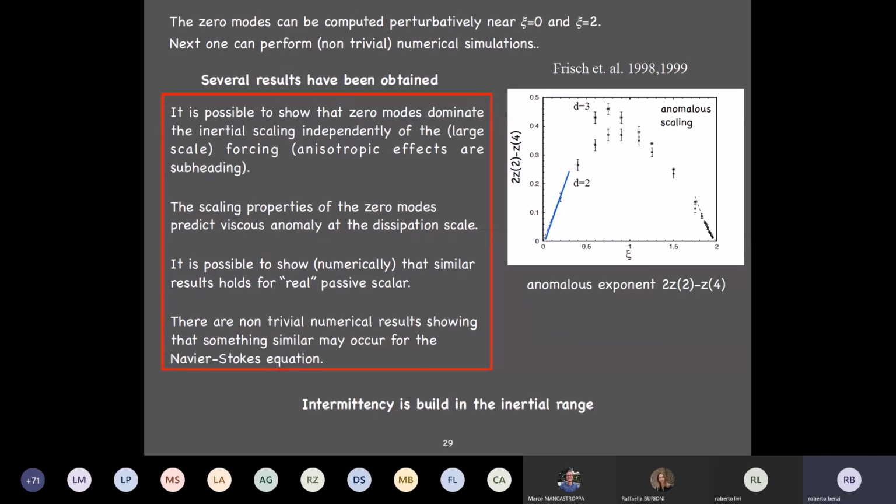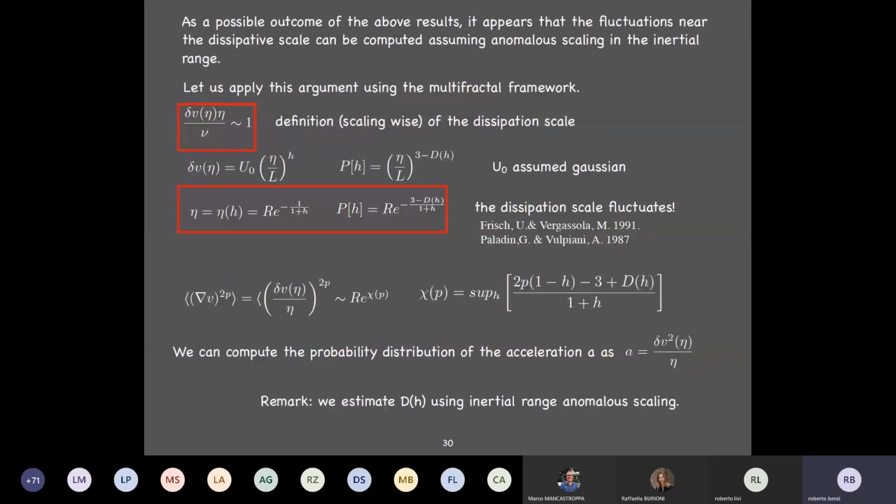Now, if this is true, then we can do something more. We can take the value of D of h, if you wish. You can take the anomalous exponent observed in the scaling property of turbulence, and then use this information to compute D of h, and use this information to compute the effect of viscosity in the system. In fact, you can start by taking the same approach of Kolmogorov, where the dissipation scale is dictated by the viscosity.